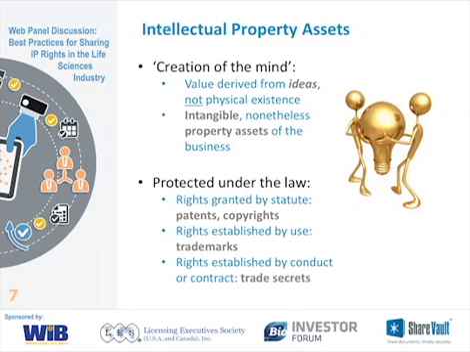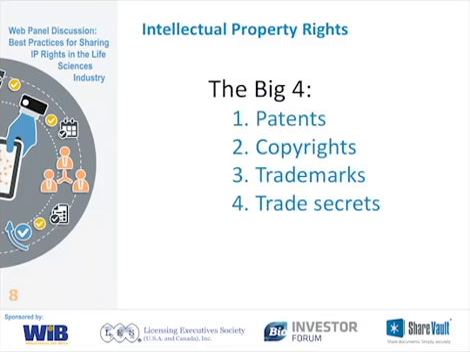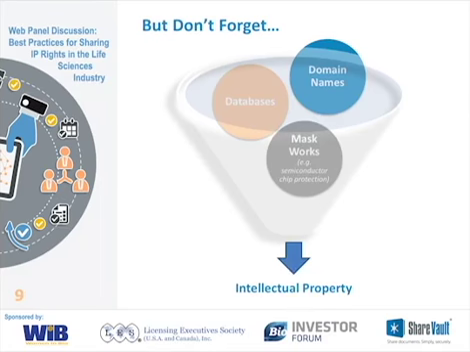Some of this protection is through statute. Examples of that, patents and copyrights. Some established through use, trademarks. Others established through conduct or contract. Trade secrets, data rights are good examples here. So intellectual property rights, creations of the mind protected under the law. What big four are we familiar with? Patents, copyrights, trademarks, trade secrets. Those are the ones we talk about most. But, next slide, let's not forget that's not all of the intellectual property rights. Things like domain names, mask works, databases can also be very valuable rights.